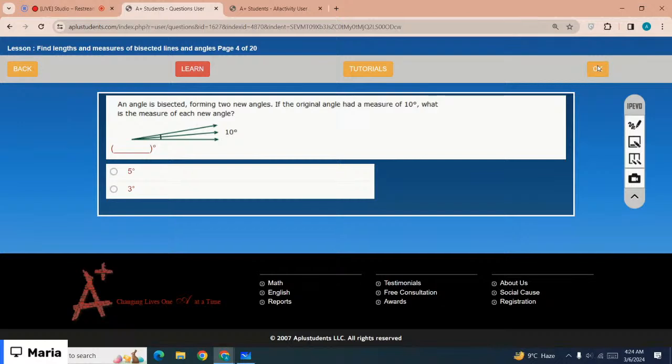An angle is bisected forming two new angles. If the original angle had a measure of 10 degrees, what is the measure of each new angle? So, which is the correct option? The complete angle is 10 degrees. You divided the angle into two equal parts, you bisected the angle, right? So the new angles are, yes, very good, 10 divided by 2, that is 5 degrees.